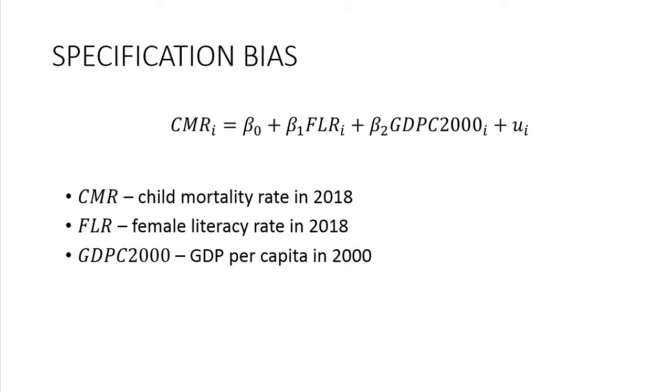And GDP per capita in year 2000 stands for the proxy for the level of economic development and quality of life. I believe this is pretty intuitive. So if the country is wealthier, then child mortality rate shall be lower. So both of those coefficients are expected to be negative.